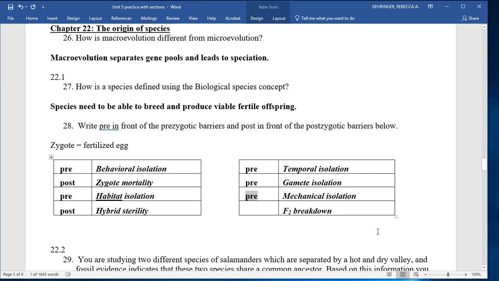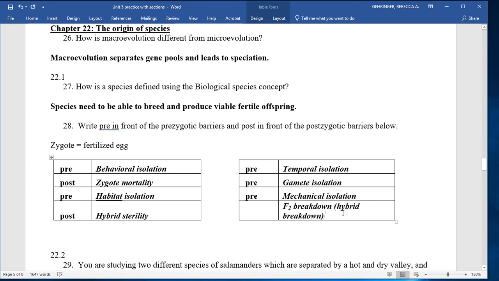And then F2 breakdown is also sometimes called hybrid breakdown. Because what's the F2 generation, right? You have the P generation, then you have the F1, that's the offspring of the P. So the first interspecies hybrid is able to produce the F2 generation, but that next generation is unhealthy. So we had one set of offspring and a second set of offspring, so that's got to be post-zygotic.